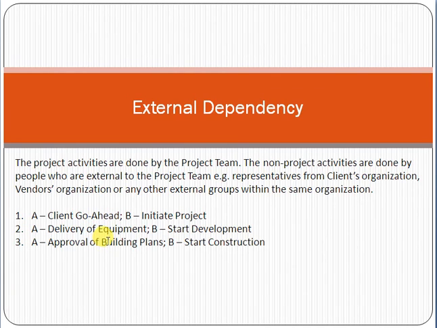Delivery of equipment, start development. Like for example friend, you have ordered some hardware from ABC vendor. Once the hardware is received, only then the project will start. Approval of building plans, start construction. Once you receive the approval on the building plan, only then the construction will start. So this is an example of external dependency. Remember, external means the dependency on a stakeholder which is not directly part of the project. So that's why we call this an external dependency.